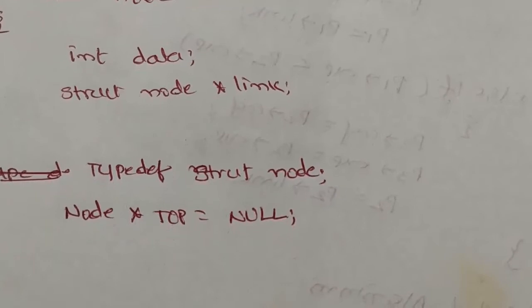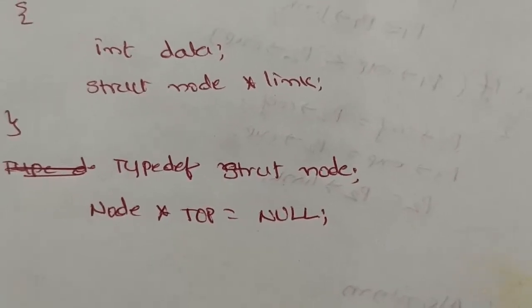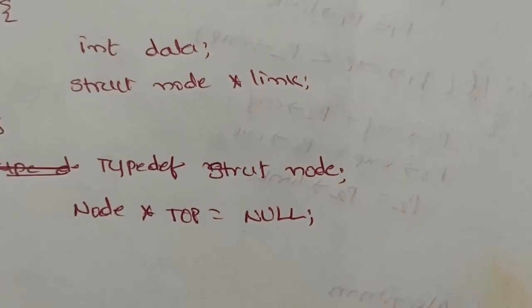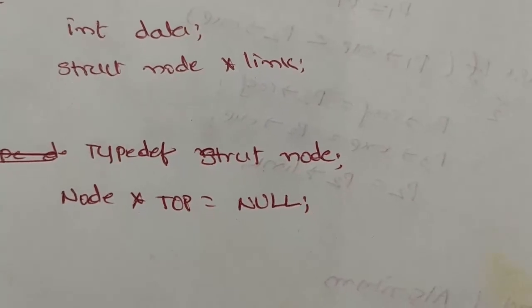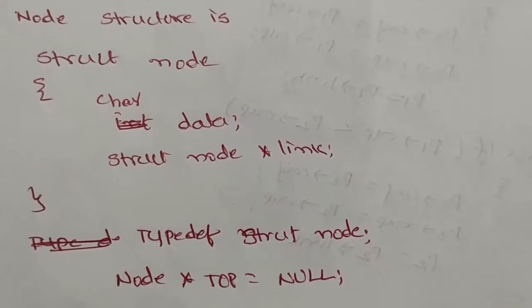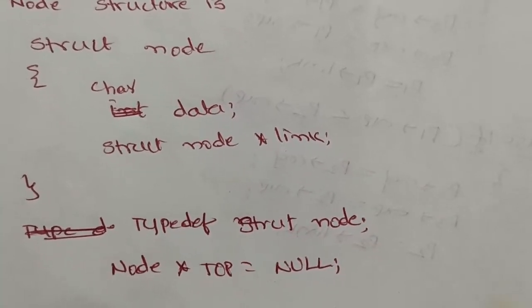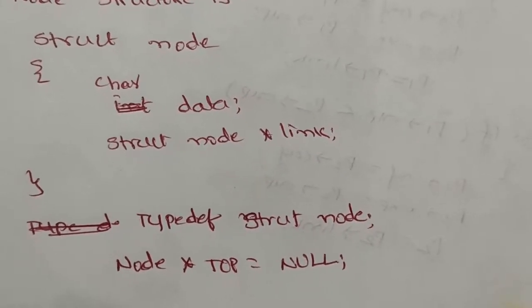And I represent the node as a user defined data type by using typedef struct node. And I am representing the stack pointer also as a node type, node star top, and initially I keep top equal to null because the stack is empty, nothing within the stack. Please observe the structure of the node is like that. I change the data type to character because I keep A, B, C values onto the stack.